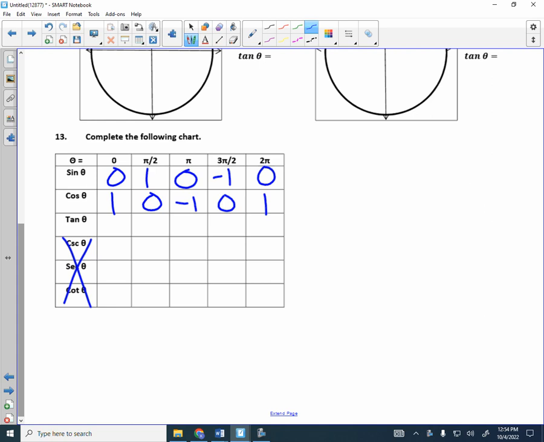Now remember, there's two ways to think about tangent. Tangent is your y value divided by your x value. I also like to think of tangent as being y over x, or rise over run, which is just your slope, isn't it? So what's the slope here? 0. What's the slope here? Undefined. What's the slope here? 0. What's the slope here? Undefined. And 0. So coming up with those values definitely comes up from time to time. We okay with that? Nice job. Flip it over.